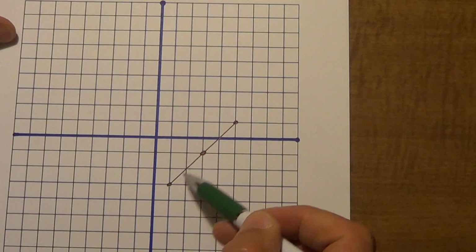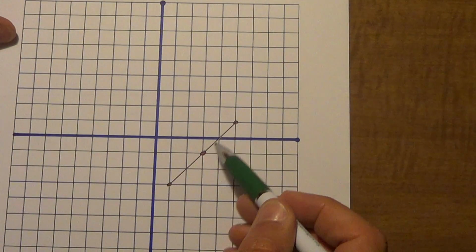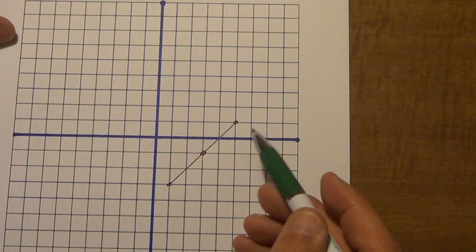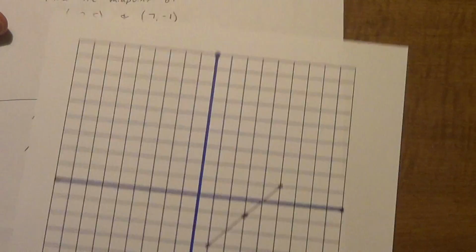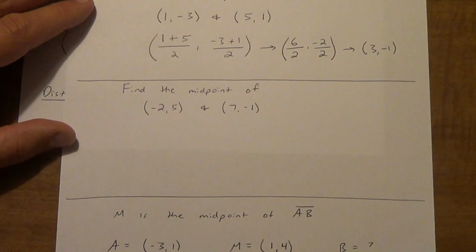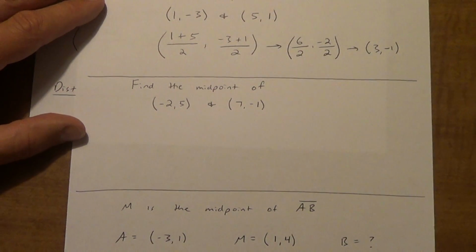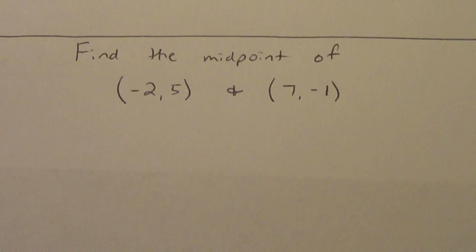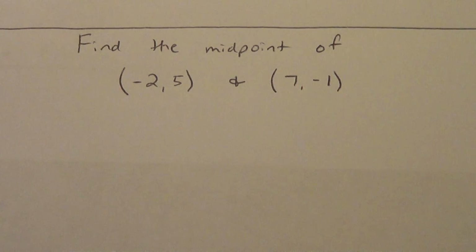Yeah, that part right there is congruent to that part right there. So this answer makes sense. All right, what I want you to do is this next one right here. Find the midpoint of (-2, 5) and (7, -1). I want you to do that one on your own. Pause the video, attempt it, and come back and check your answer in just a second.